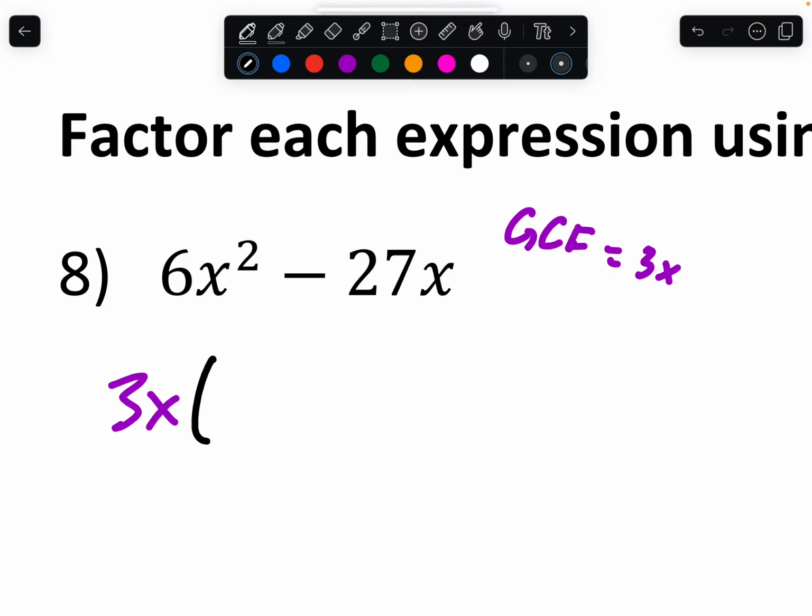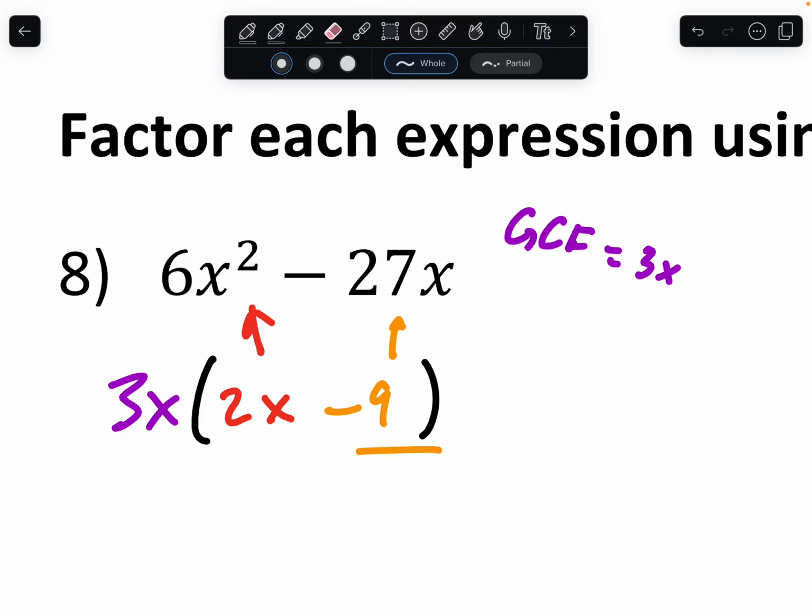So that wants to go on the outside of the parentheses. And then again, what you want to do is ask yourself, 3x times what would give me 6x squared? And then 3x times what would give me negative 27x? So 3 times 2 would be 6, and then x times x would be x squared. So 3x times 2x would be 6x squared. And 3 times 9 would be 27, so I need 3 times negative 9 to get negative 27. And then we already have an x, so we don't need another x. So there would be the factorization of 6x squared minus 27x.